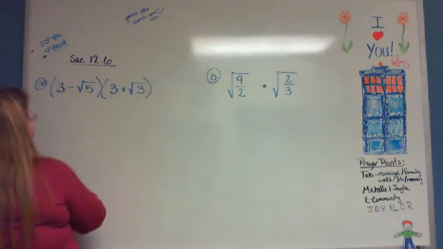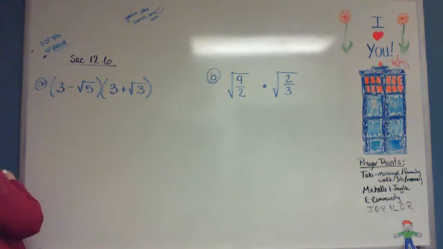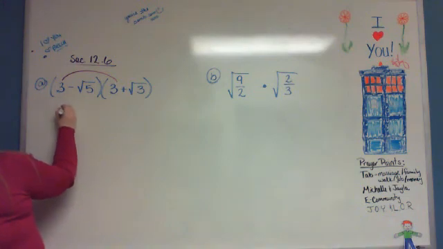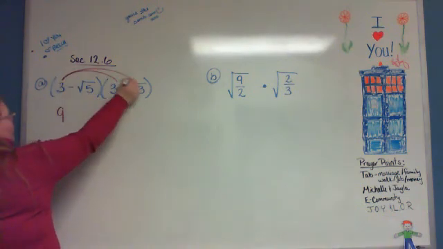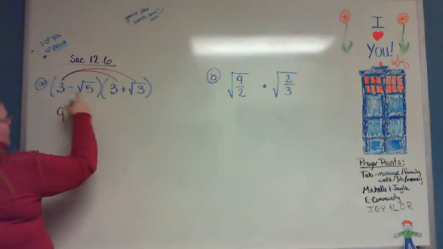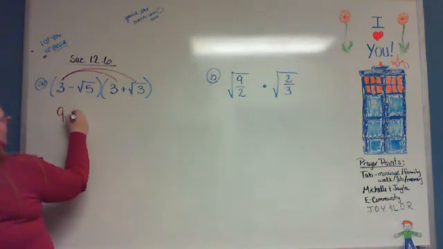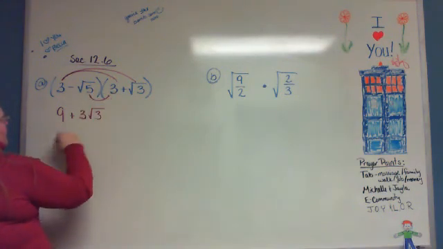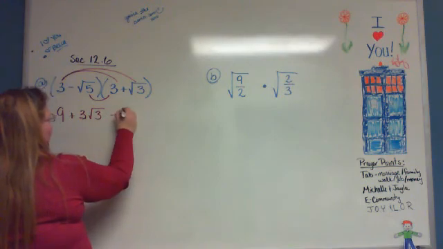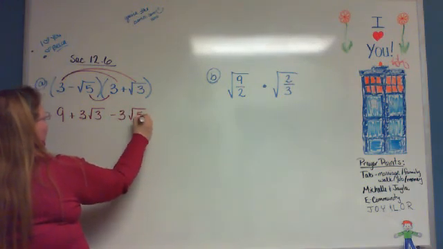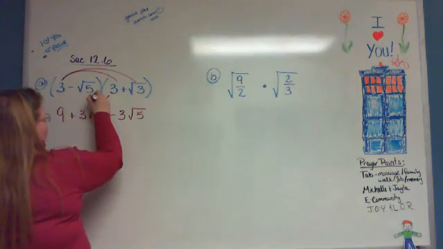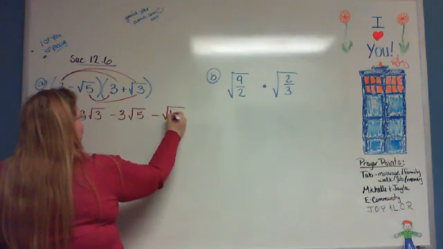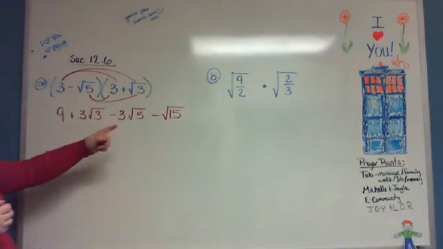Okay? For this one, remember it's outside times outside stuff and inside times inside stuff. So that's going to give me 9. Outside times inside, because that's an outside number and an inside number, is 3 square roots of 3. Inside times outside gives me negative 3 square roots of 5, because it was negative. And then inside times inside gives me negative square root of 15. Can't break that one down.